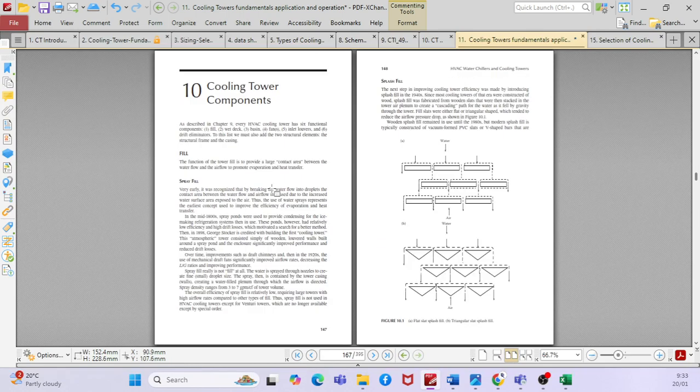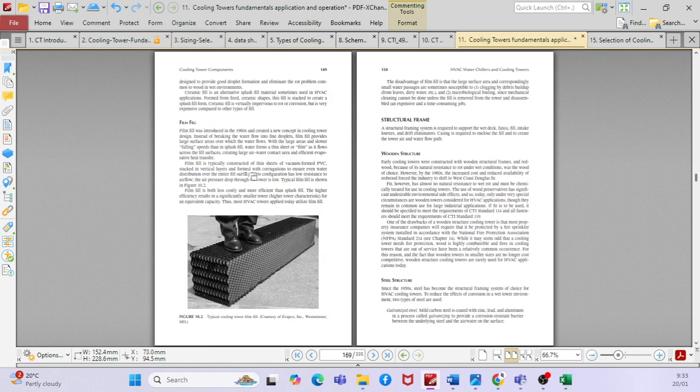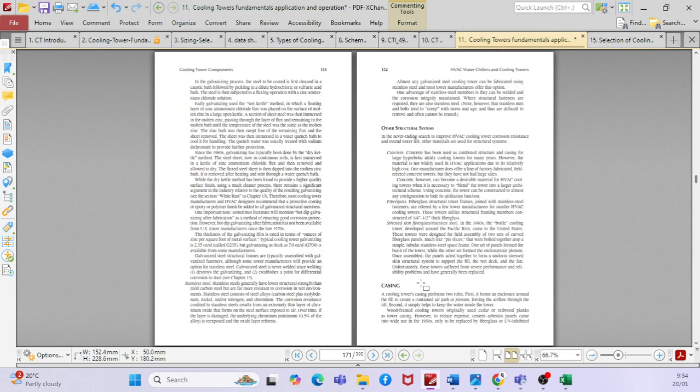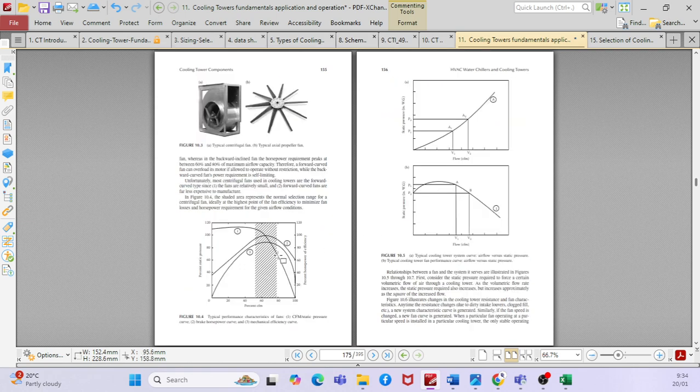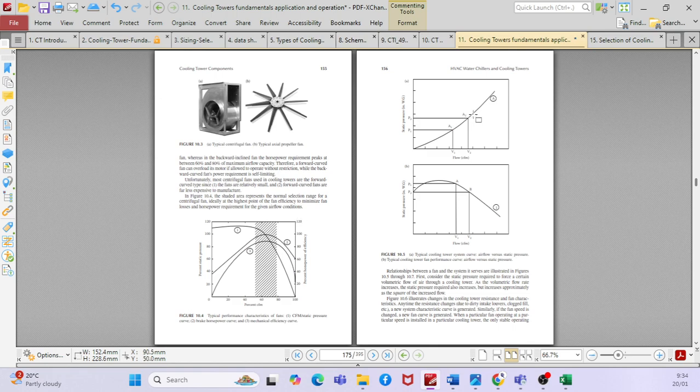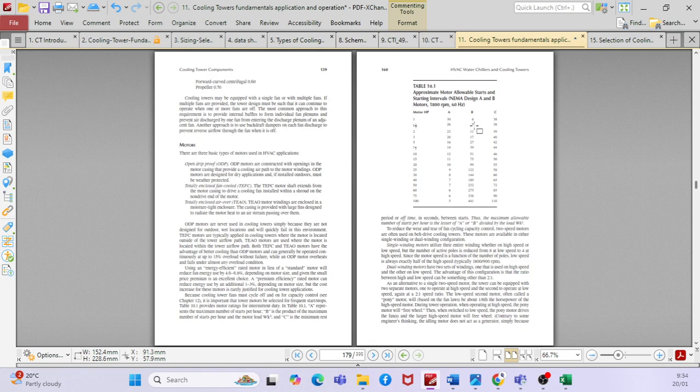You can say that there are different components: spray fill, splash fill, different types of fill components, and this is the film fill. Then you have a structural wooden or steel structure for the cooling tower, then there is a casing, then wet deck, water distribution basins to collect all that, then intake louver and drift eliminator, then fans, motors, drives. So these are all the components; this particular guideline will give you all the basic components.